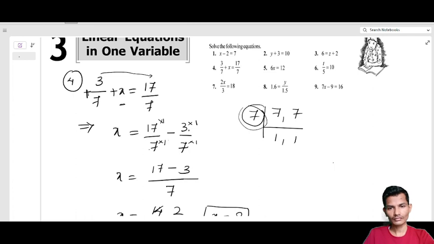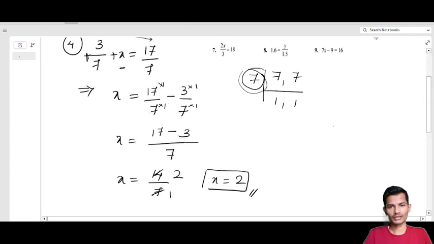So 17 7s are 7, 3 7s are 3. 17 minus 3 is 14 by 7. 7 2s are 14. So we got the x value as 2.